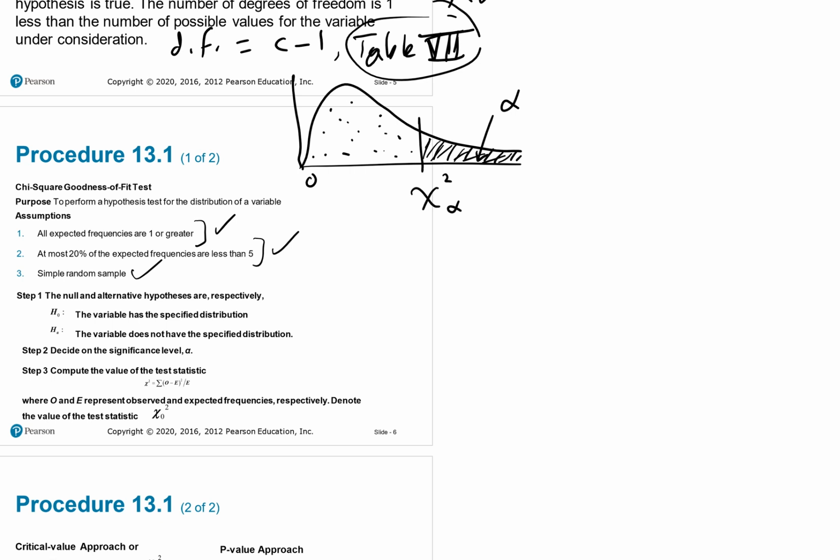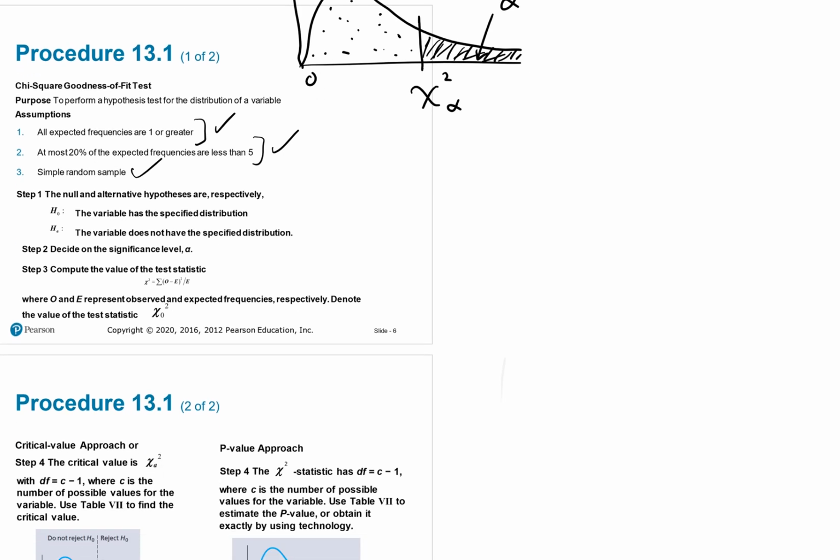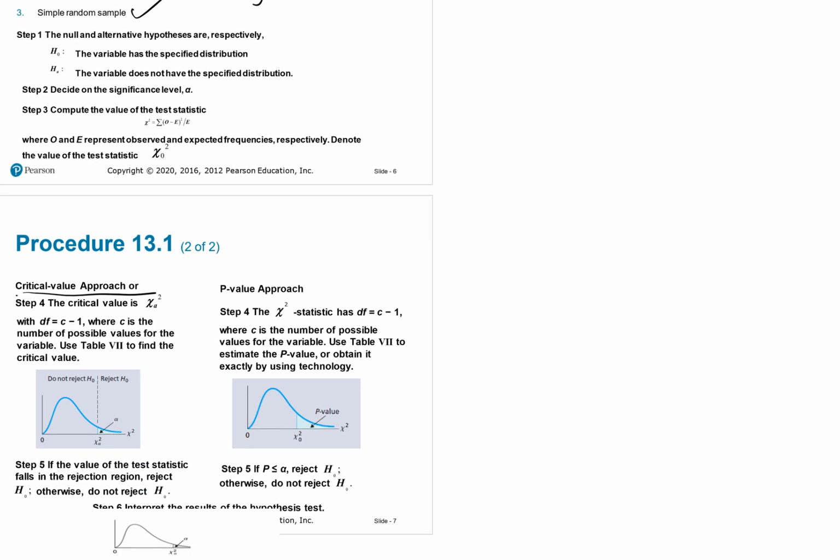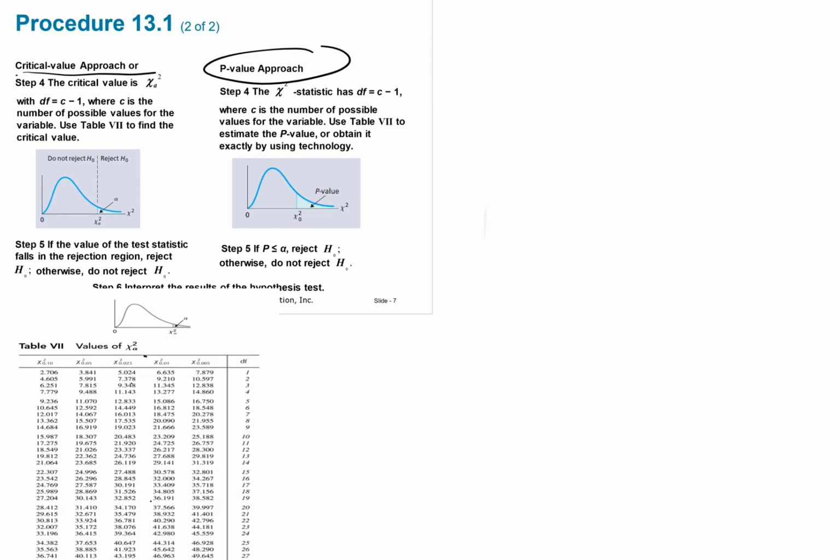And when we use this test, as we did in the previous test, there are two things, either the critical value approach or the p-value approach. I'll show you an example of how you apply both of them. This is table 7. On the right side, as you can see, the degrees of freedom, and we have 5 columns on the top. Very easy, straightforward to use.